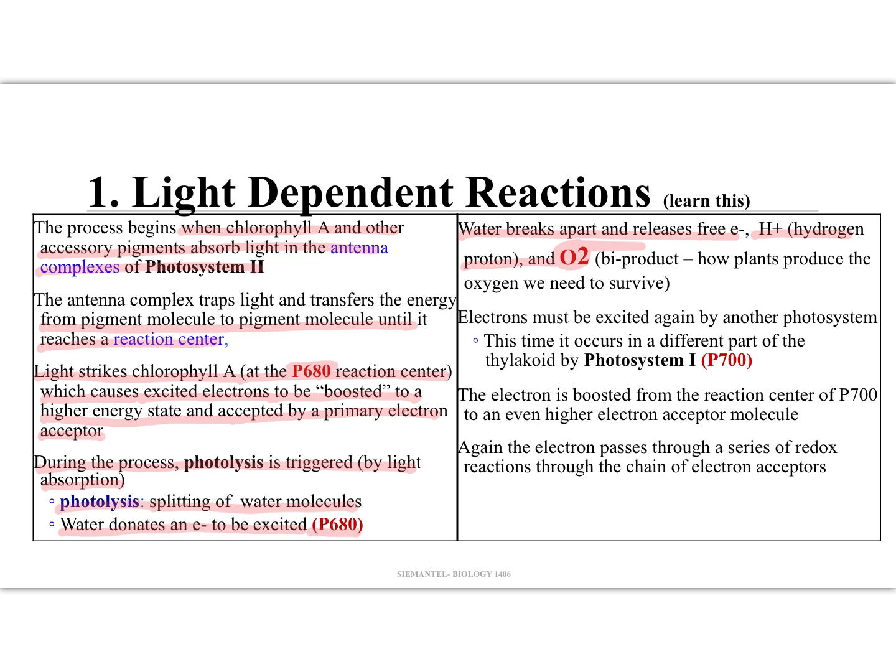So once those electrons are passed through all of the proteins in photosystem 2, as they're moving, they're losing energy. By the time they get to photosystem 1, they are no longer excited anymore. They have to be excited again. So more light energy has to come in to get the electrons excited. And this time, that's going to happen in photosystem 1.